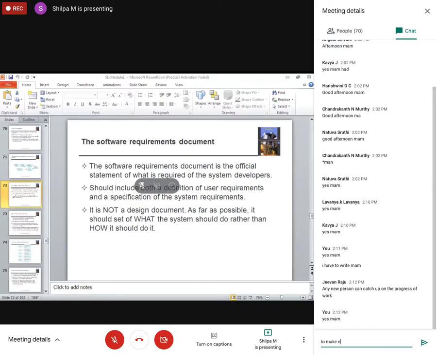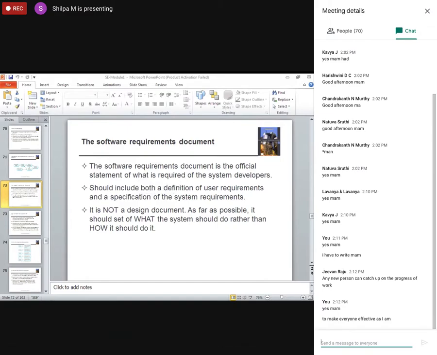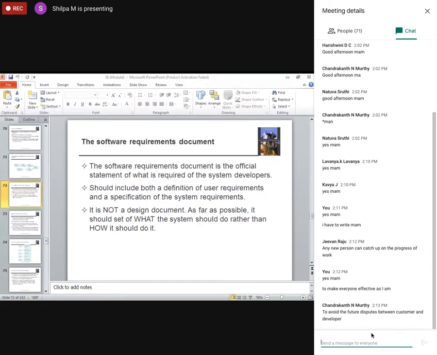Yes, sir. Fine. Like anyone has to know. One is this. Any other reason why you have to make everyone effective? Yes. To make everyone else understand what the requirement is. Fine. It is also an agreement between the customer and the developer. Yes. That is one reason. It is actually signed. It is like a bond which is physically signed by both the customer and the developer. Yes, Chandrakant, future disputes between the customer and the developer. Okay.